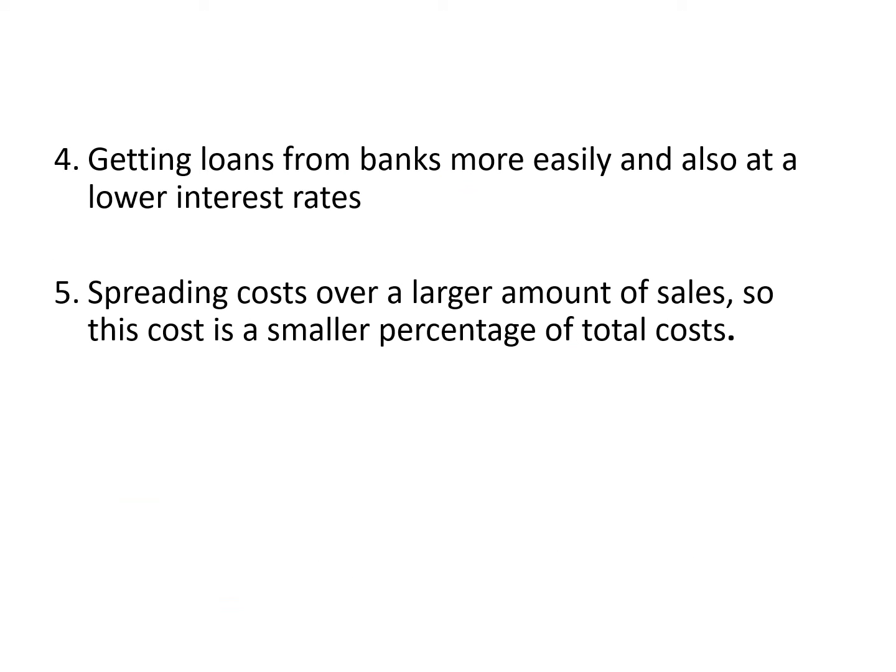The larger firm finds it easier to get loans at lower interest rates, meaning that they have a reduced cost of capital, therefore reducing their costs. And they're also able to spread costs over a larger amount of sales. So the fixed costs we talked about in the short run analysis become spread over a larger number of sales.